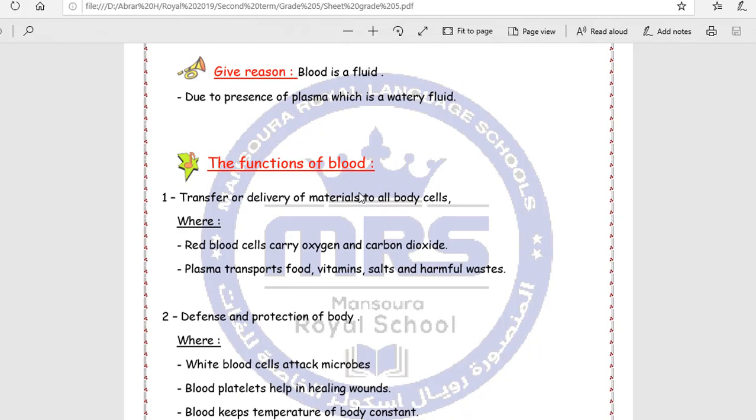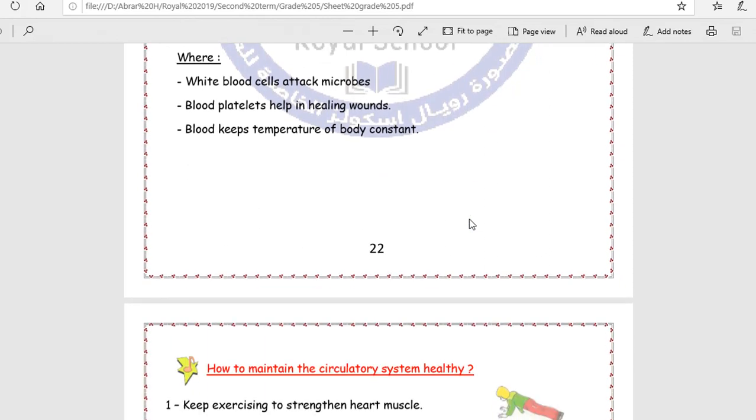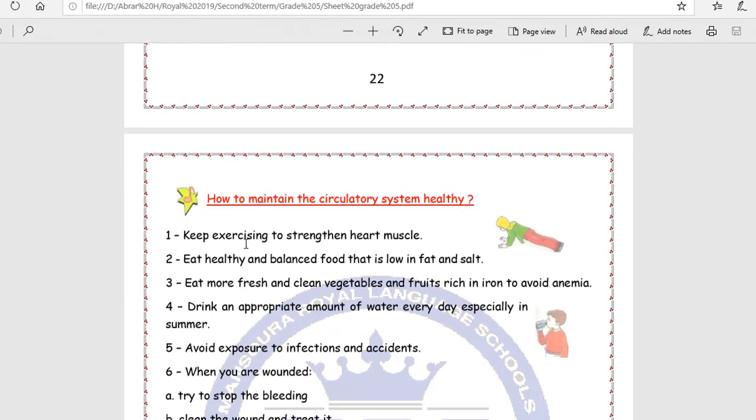a very important system, as it transports the materials to all the body cells, it transports waste from all the body cells to special organs to get rid of them, and it helps in keeping the body healthy. So, our duty is to keep our circulatory system healthy. And how can we do that? The first way to keep our circulatory system healthy is to keep exercising to strengthen the heart muscle. Number 2, eat healthy and balanced food that's low in fat and salt.